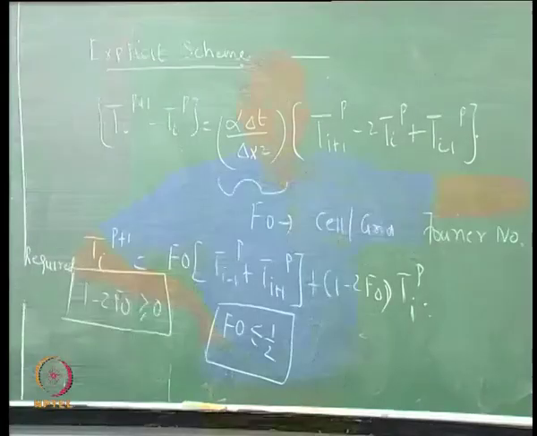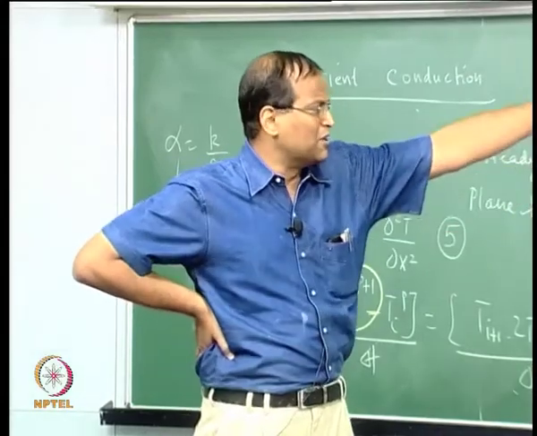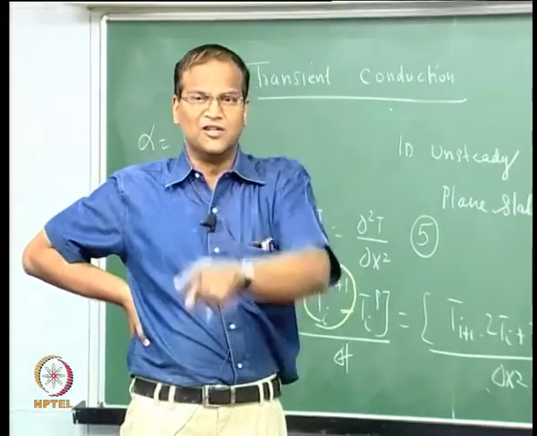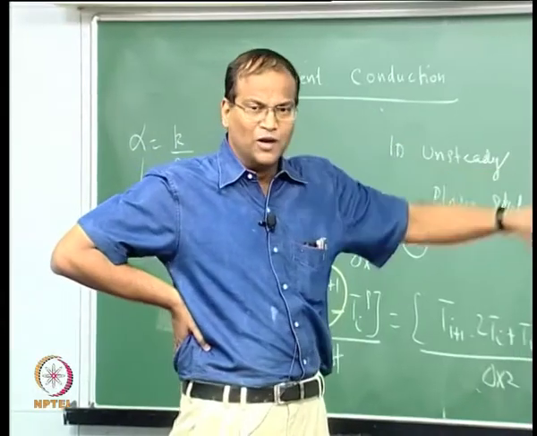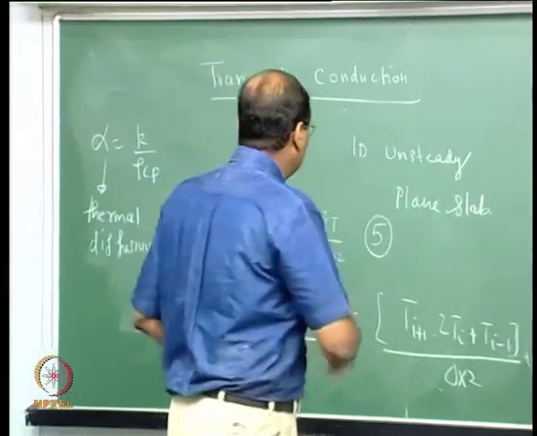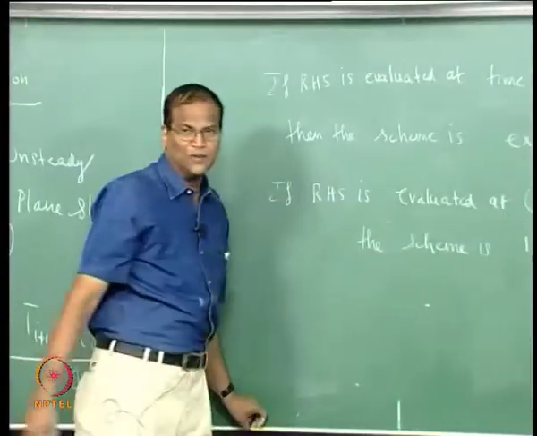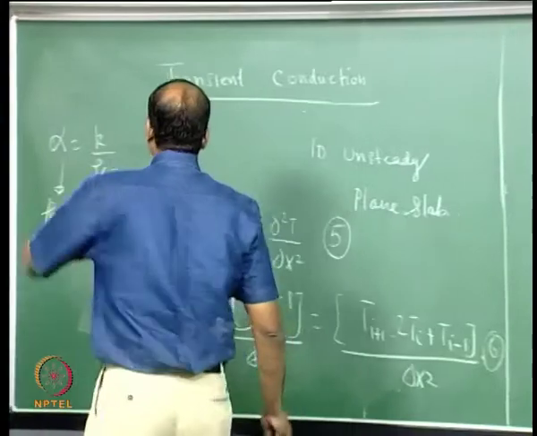For your problem it is like this: the coefficient of Ti of P plus 1, whatever multiplies that, must be greater than 0, and that is where it starts. If you have additional terms like heat generation or there is a fin which is losing heat, then you have to find out how it will work out. Now, in 2 minutes I can show you why it has to be like that. Okay.